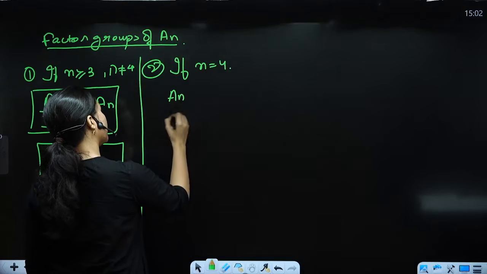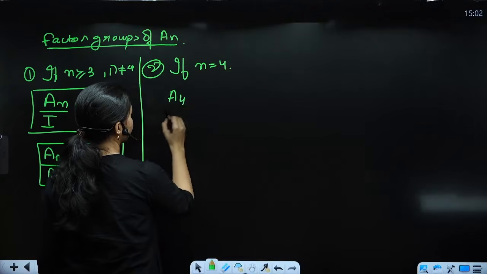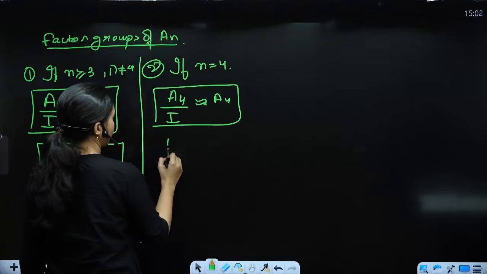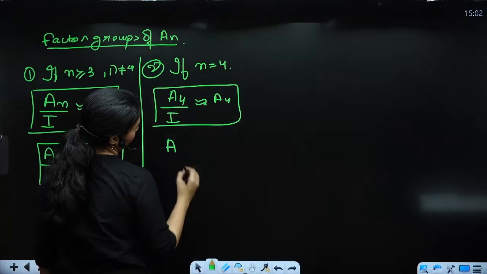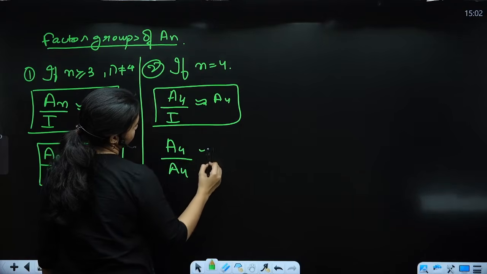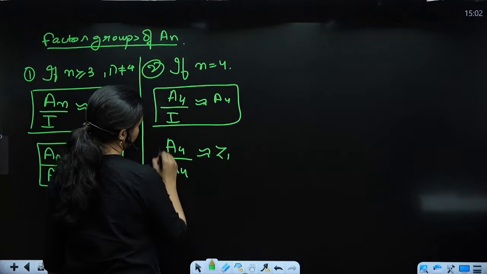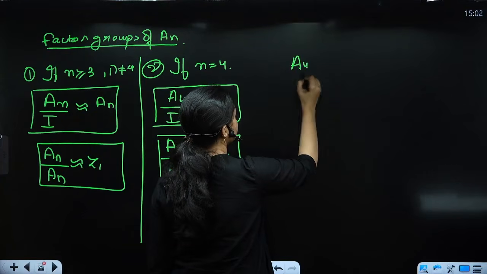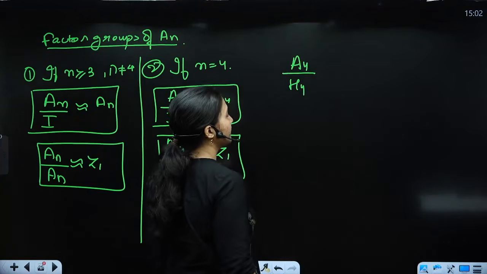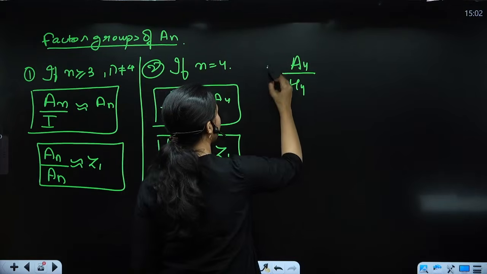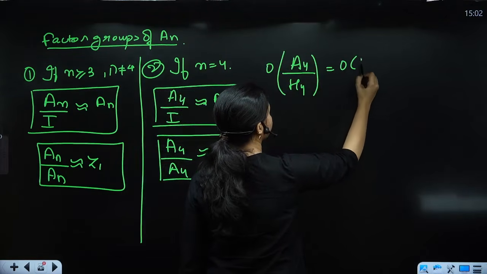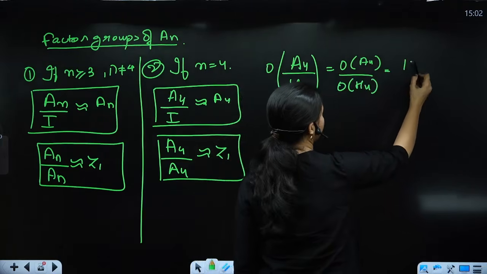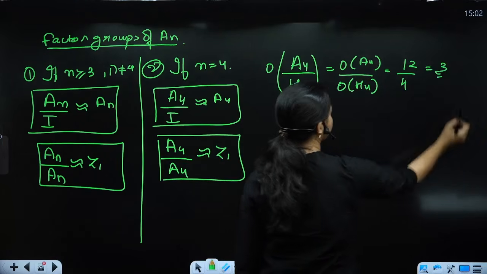But if n equals 4, then you have A4 upon identity, it is isomorphic to A4 only, right? And A4 upon A4, which is going to be isomorphic to Z1. Now we know that there is another group, that is your H4, right? So what is the order of this group going to be? Order of A4 upon order of H4. So this is 12 upon 4, that is 3.